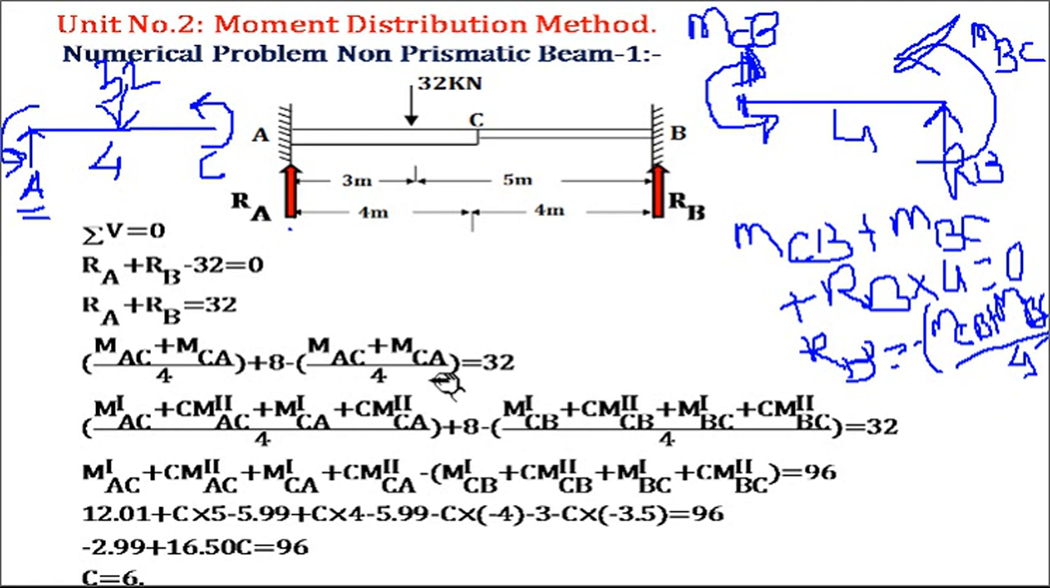So here it should be MCB, and here it should be CB. Here it should be CB, and here it should be BC.